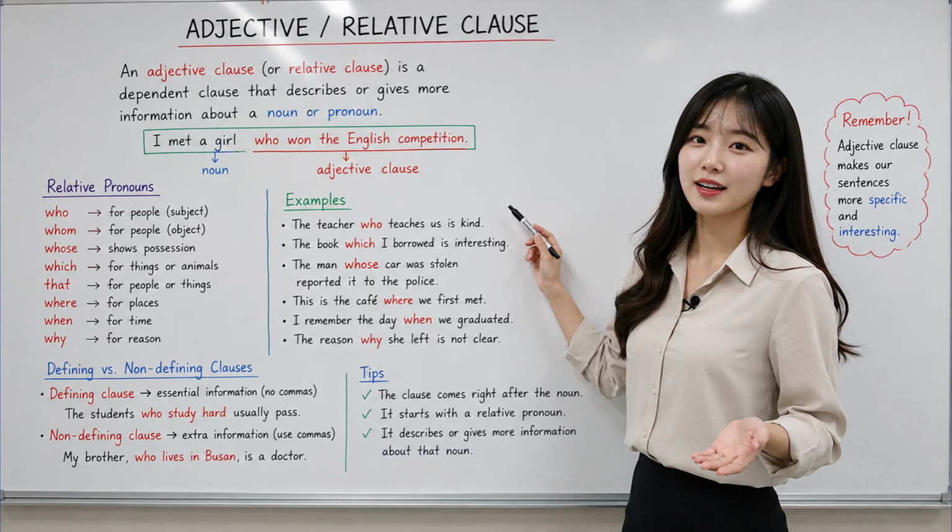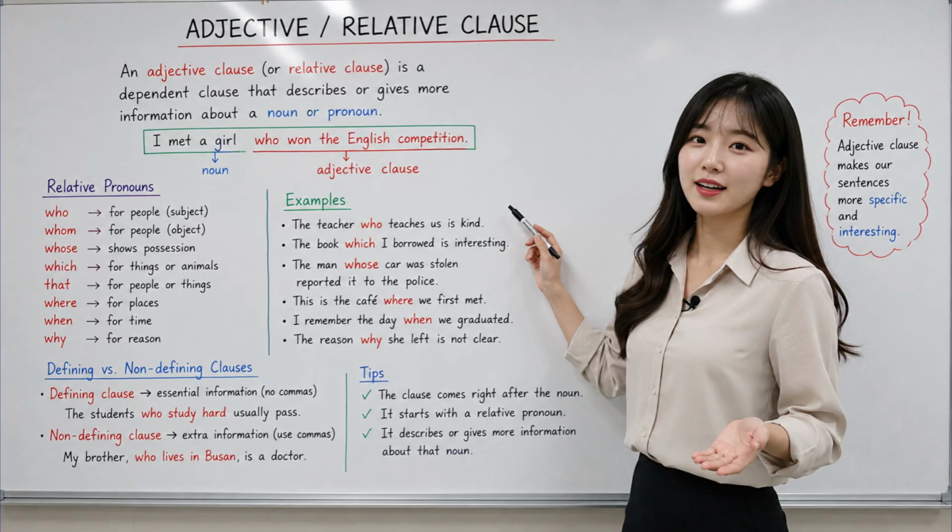Read English regularly. Pay attention to adjective clauses in news articles, novels, and online blogs. The more examples you see, the more naturally you'll use them. Listen to native speakers. Movies, podcasts, and YouTube videos are excellent resources because adjective clauses appear frequently in natural speech.